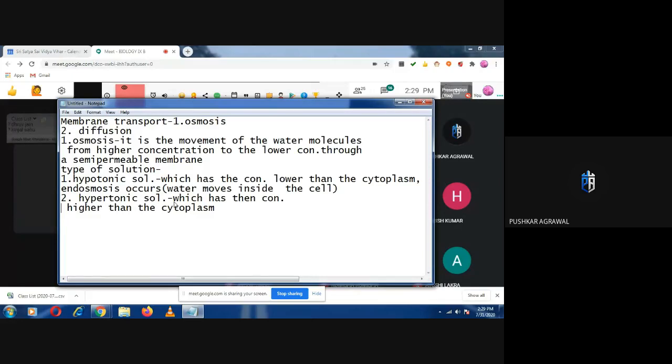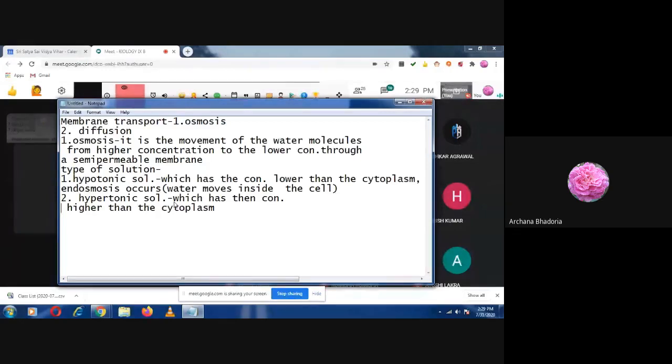If the medium surrounding the cell has a higher water concentration than the cell, then the solution is known as a hypotonic solution. Very good, बिल्कुल सही है. अपन किसका बोल रहे हैं? वाटर के कंसेंट्रेशन को बोल रहे हैं. तो वाटर ज्यादा है जहां पर, वो हाइपोटोनिक है.